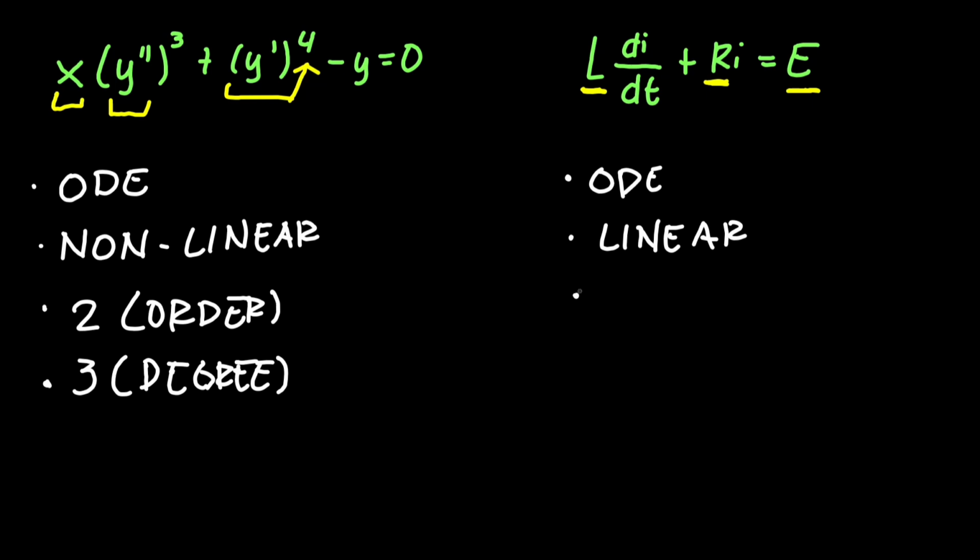Next up would be to identify the order. We only have one derivative here. So this would be 1, and that is the order. And the exponent of the highest derivative is equal to 1.